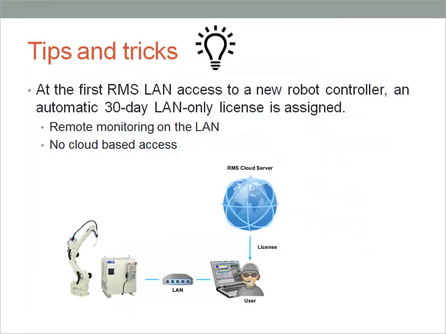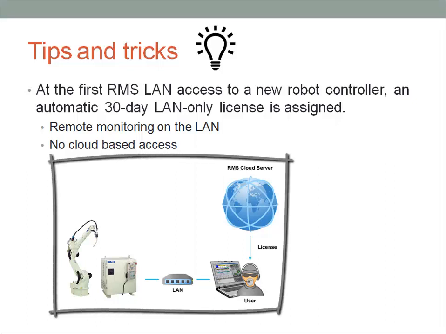If you just deployed robot monitoring suite on a robot controller, but you don't already have a license key, that is not a problem. If you connect the robot controller through the LAN, the robot controller will be automatically issued a 30-day free trial license, which only can be used on the local area network. With this, you can verify that everything is working properly, or you can make demonstrations, or you can start up and commission your robot controller.